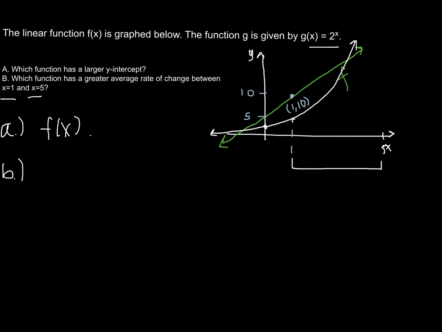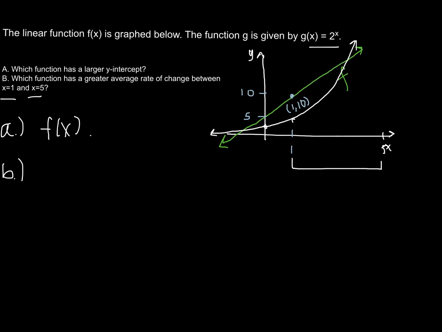And the way that we could do this is we could actually compute the average rate of change between the values at x equal 1 and the values when x equals 5. We don't have to, but we can do it to prove it to ourselves that g of x has a greater average rate of change than f of x.